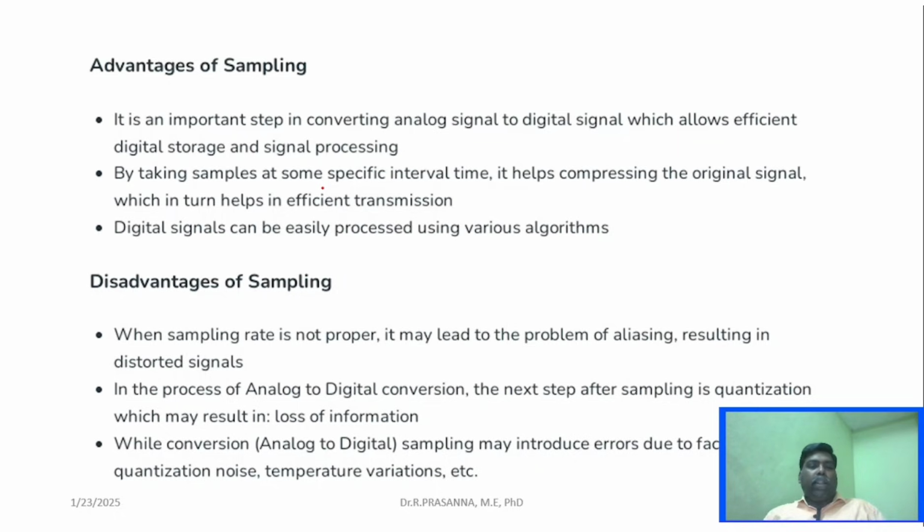And when it comes to the disadvantages, the very important thing is, if the sampling rate is poor, it will cause aliasing, that is, it will result in distortions. And in the process of analog to digital conversion, definitely we need quantization, where during quantization, rounding off will take place and some information will be lost, right? And while converting analog to digital, many errors due to factors like quantization, noise, and temperature variations can happen, right? These are the disadvantages of sampling as well, right?